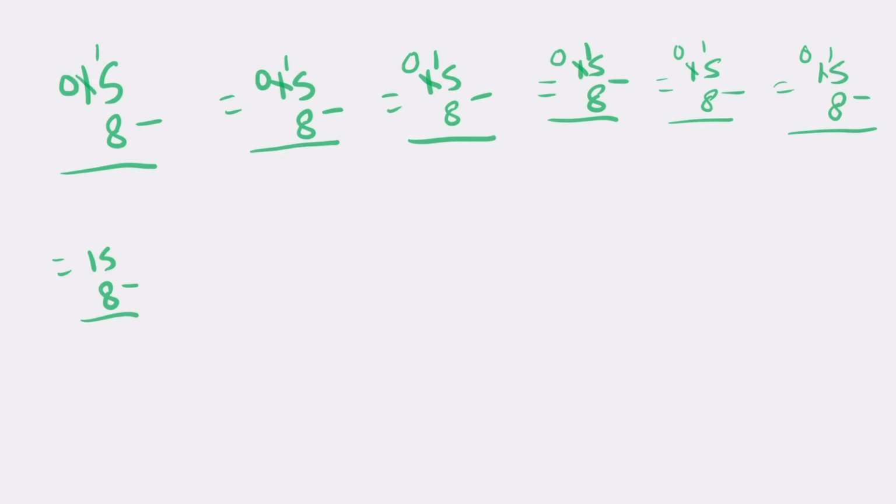Now we have a 5 and an 8. You can't take away an 8 from a 5, so we need to take that 1 out, put it there, make this a 0, and that would be 15 minus 8.